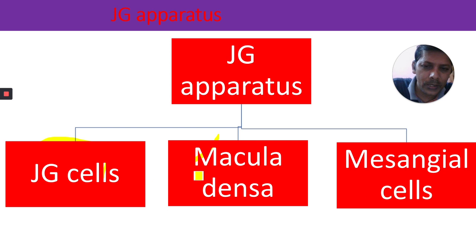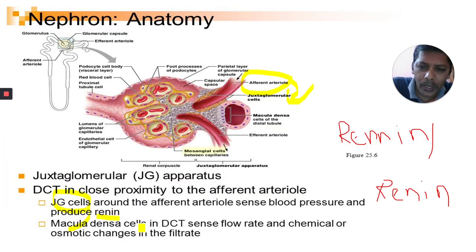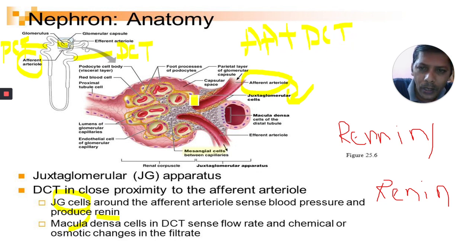Next, macula densa. Macula densa cells are in the DCT, the distal convoluted tubule. You can observe here DCT. Look at this part here. This is the Bowman's capsule, the proximal convoluted tubule, and this is the DCT, the distal convoluted tubule. This DCT comes in contact with the efferent arteriole. This is the efferent arteriole, and it is in contact with the DCT. This is the transverse section of the DCT.